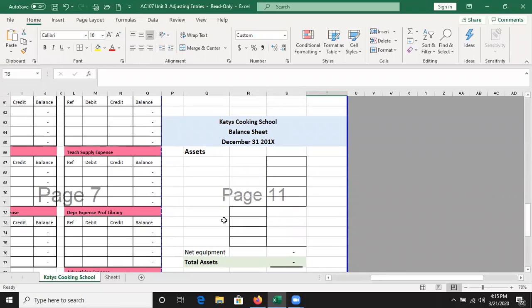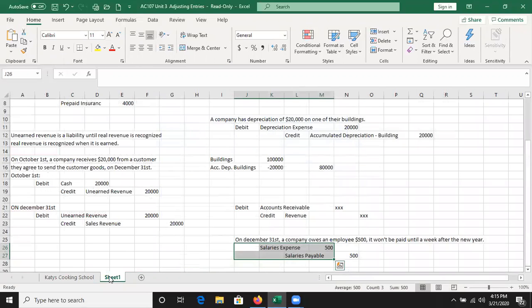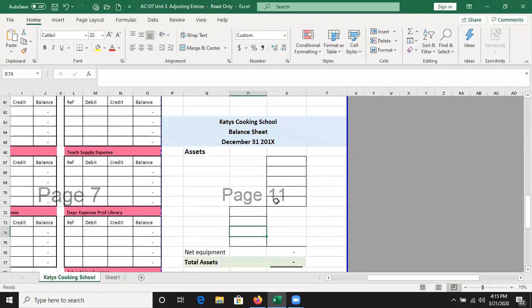Again, you see it's kind of shifted here. The reason this is shifted is because of the depreciation. Remember how I said on the balance sheet, you show your asset, you show your accumulated depreciation, then a subtotal. This is why this little section looks like this. Okay, that's just a hint.